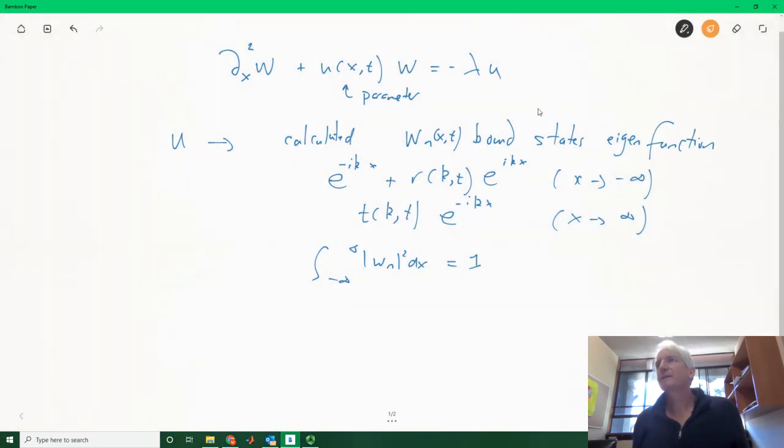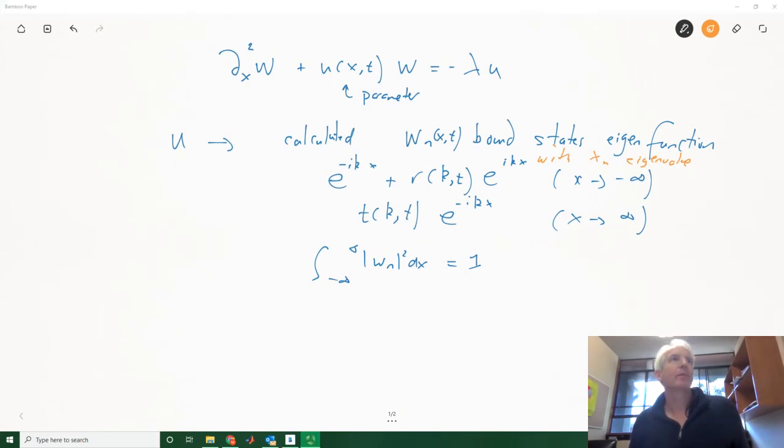Associated with these bound states is an eigenvalue lambda n. So I'll write that here, eigenvalue lambda n. Remember that for lambda positive we get an infinite number of solutions here. For lambda negative, I've got this around the right way. Yeah, so this is for lambda negative, and these are the solutions for lambda positive.